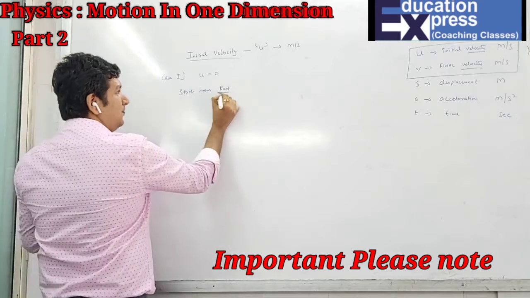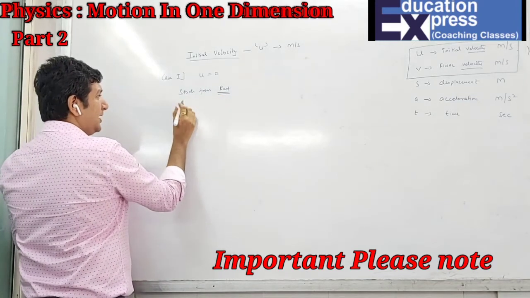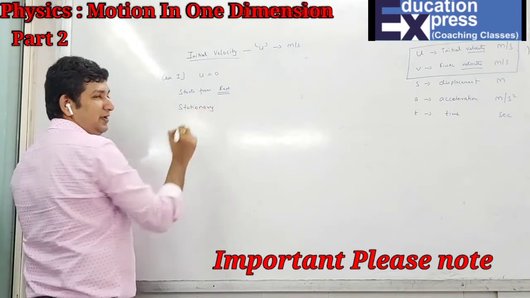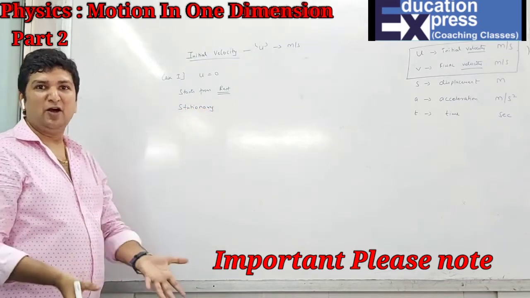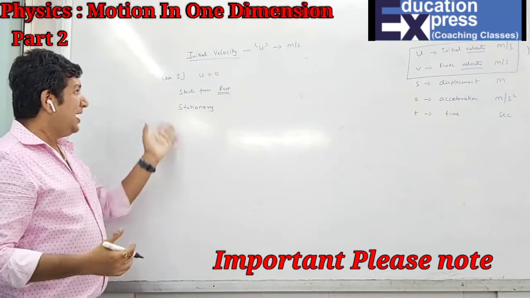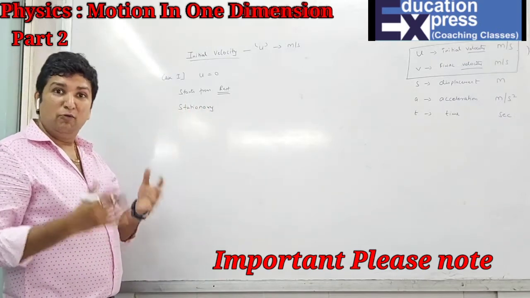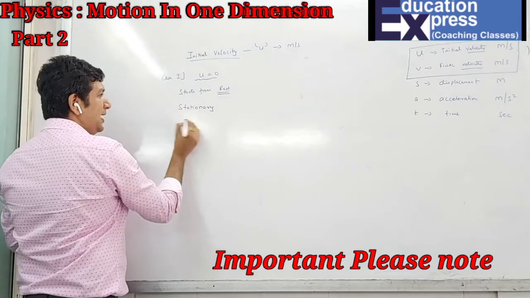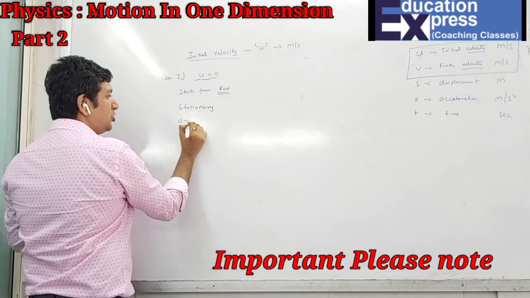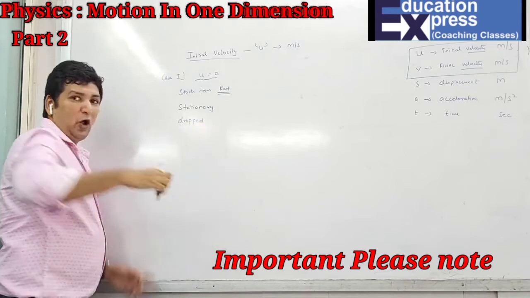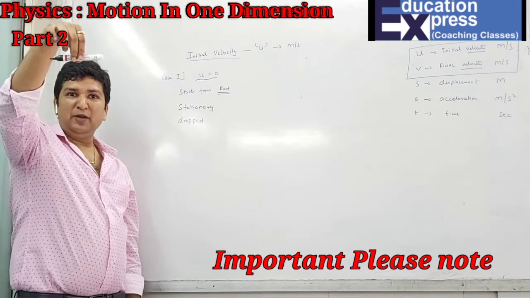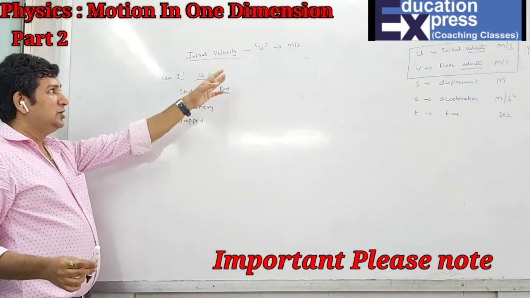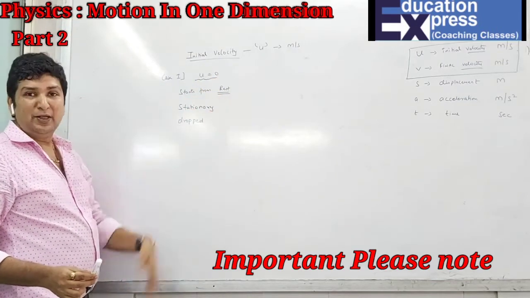So starts from rest. Second, when the body is stationary. What does stationary mean? Again, state of rest. It was not moving, and after that it started moving. That means before moving, it was in a state of rest. You can take U as 0. And last is when the body is dropped. When you drop something, again, before dropping it is in a state of rest, hence U is 0. That means here you can take U equal to 0 when such particular words have been used in the question.